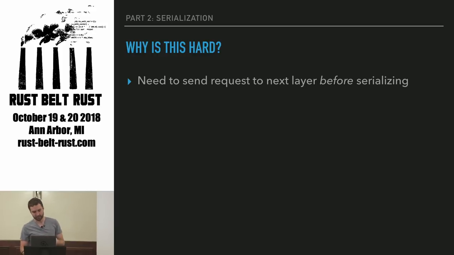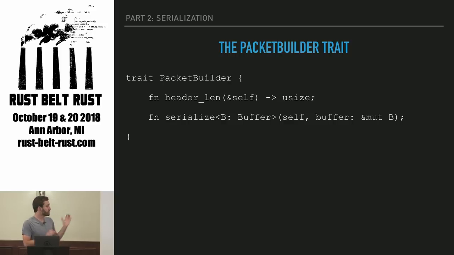And so that's why this is difficult, and we'll see how we solve this problem. So the first trait that we're going to introduce to deal with parsing is the packet builder trait. Remember before that I said that all packets are onions, right? And they are just, you know, sort of a series of layers. The packet builder is like a single layer of the onion. Nothing inside of it, nothing outside of it, just one sort of shell, right?